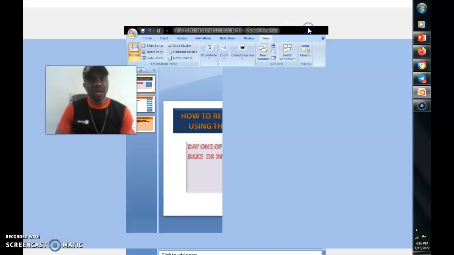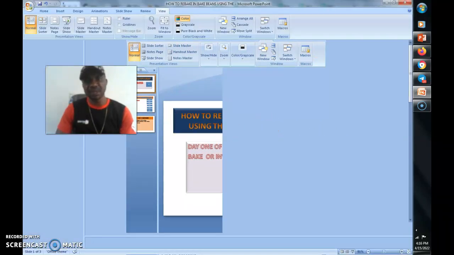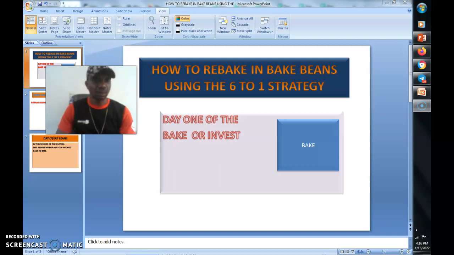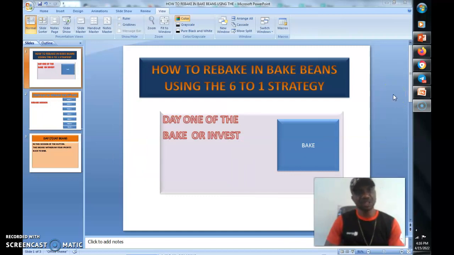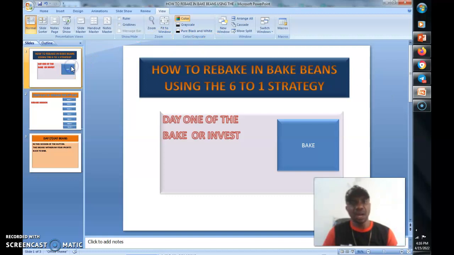In our baking and rebaking in baked beans, we have a strategy. We do not just bake, we do not just rebake, but we have a strategy that is tested within the system. So how to rebake in baked beans using the 6-to-1 strategy.